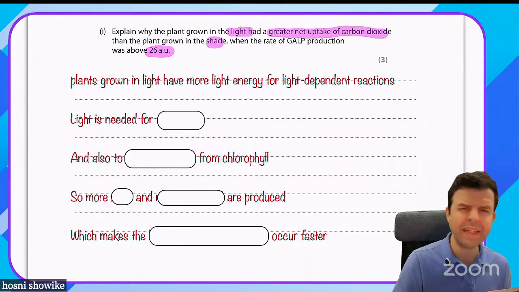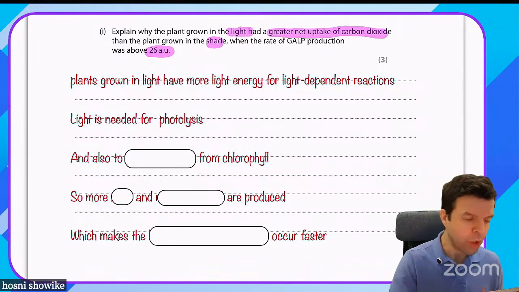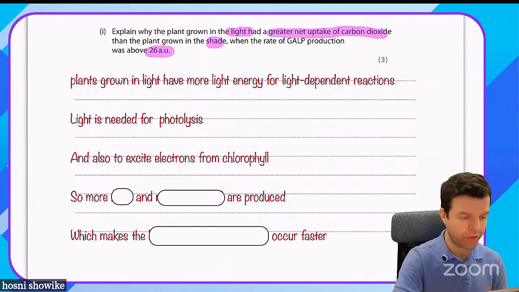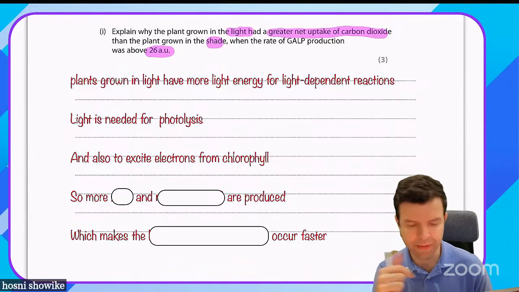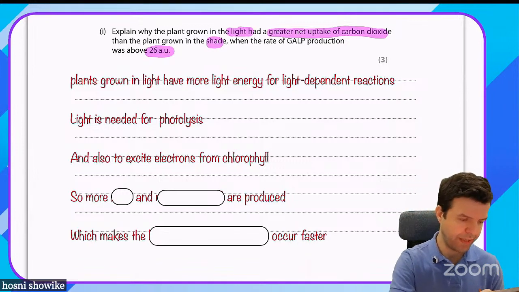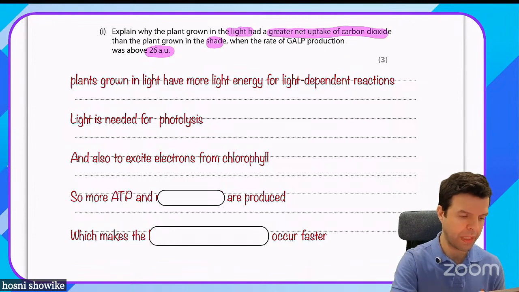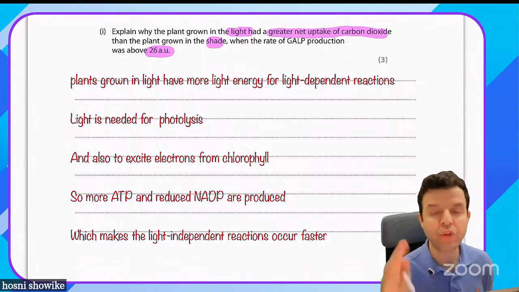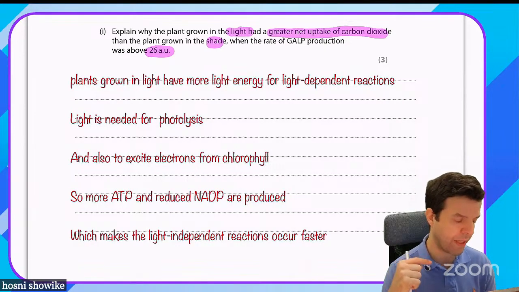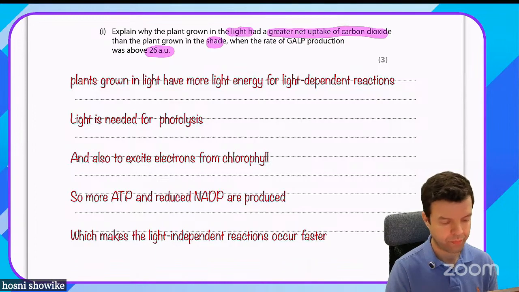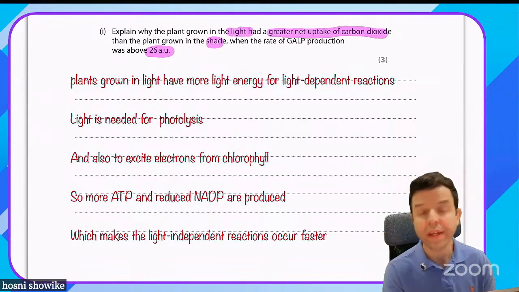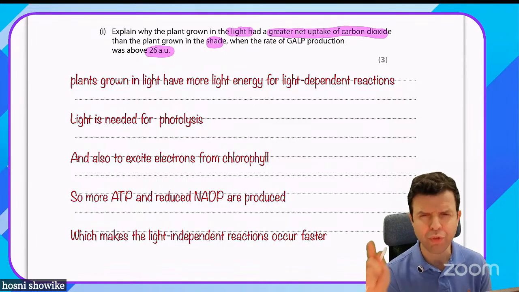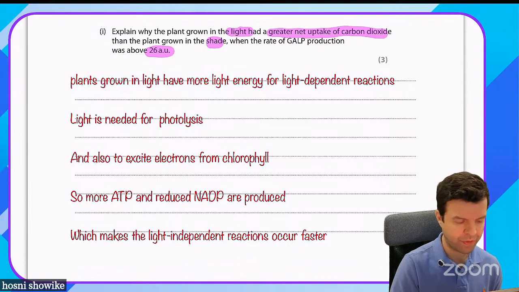Light is needed to excite chlorophyll and for photolysis. So more of two products, ATP and reduced NADP, okay, which are needed to supply the light independent reactions. Now, on the next page, they're going to ask me about that negative carbon dioxide uptake. So I'm going to have to talk about respiration. So let's get there.